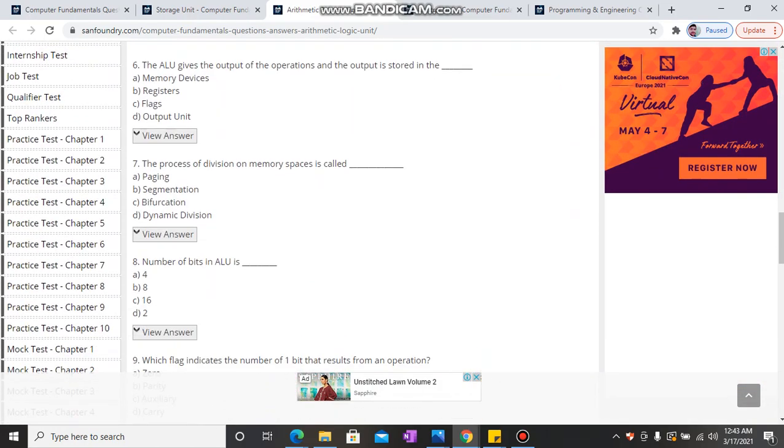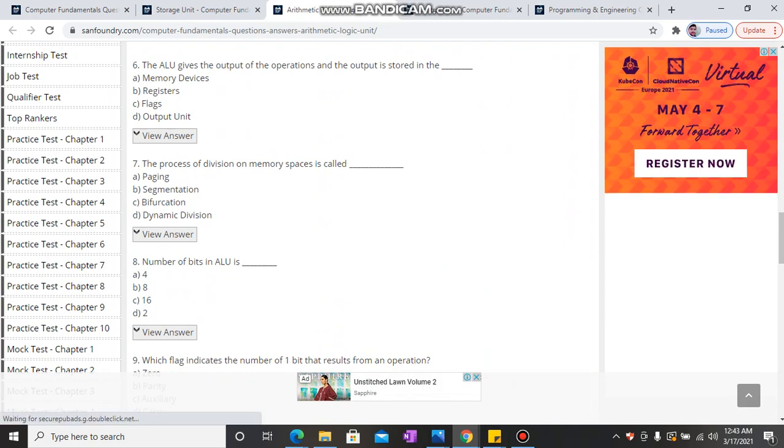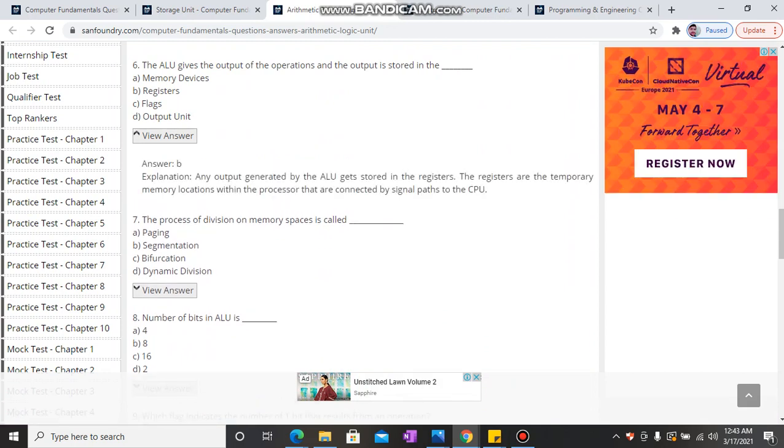Okay, we have got some other questions. ALU gives the output of an operation, and the output is stored in B, registers. Whenever ALU gives the output of an operation, the output is stored in the registers. Any output generated by the ALU is stored in the registers. The registers are temporary memory locations within the processor that are connected by signal paths to the CPU.